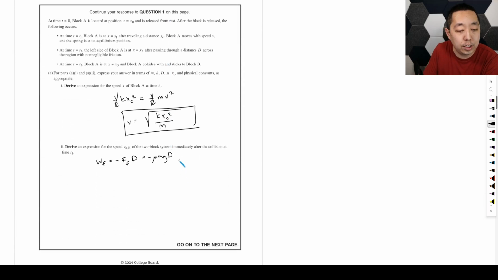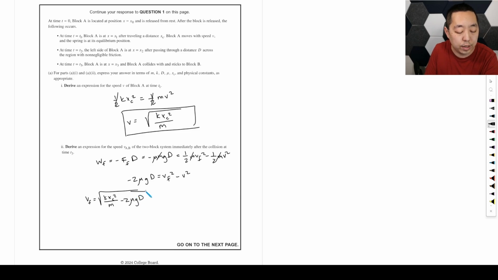And that equals the change in the kinetic energy. So that's going to be 1/2 m vf squared minus 1/2 m v squared, where this is the start of the energy we have here, right? And so that will give us the velocity of the block. So the m's can cancel here. We can multiply through by 2. You get negative 2 mu g d is equal to vf squared minus v squared. So we can add that v squared. So we get vf is equal to the square root of v squared, which is this thing, k xc squared over m, minus 2 mu g d.